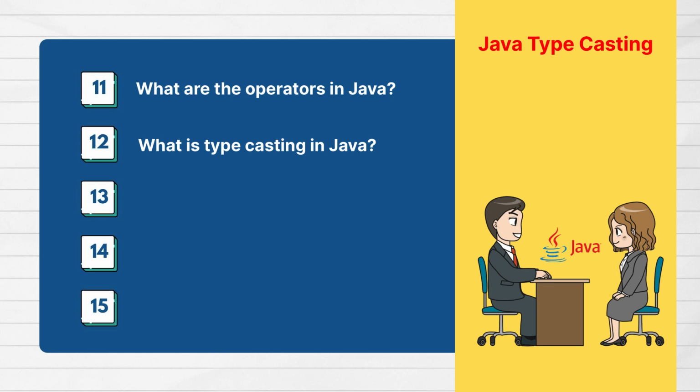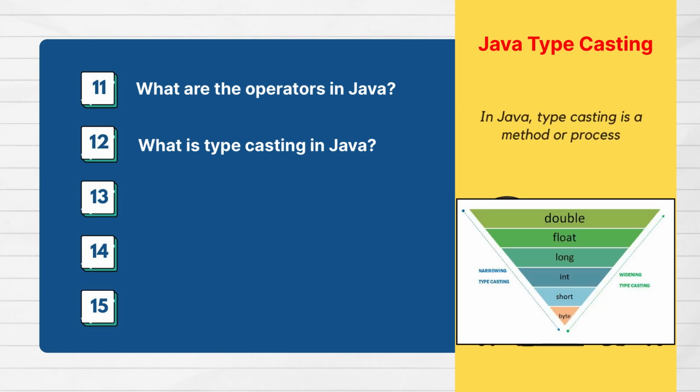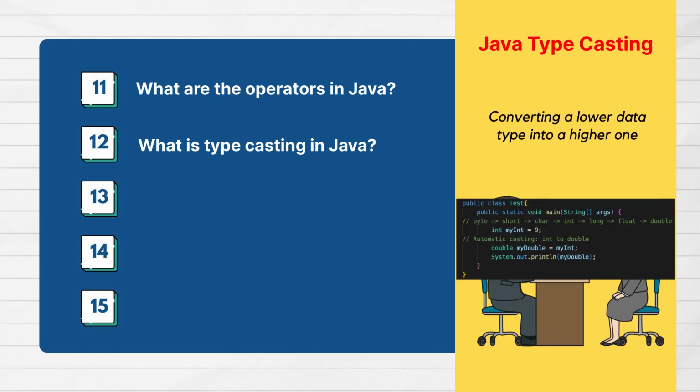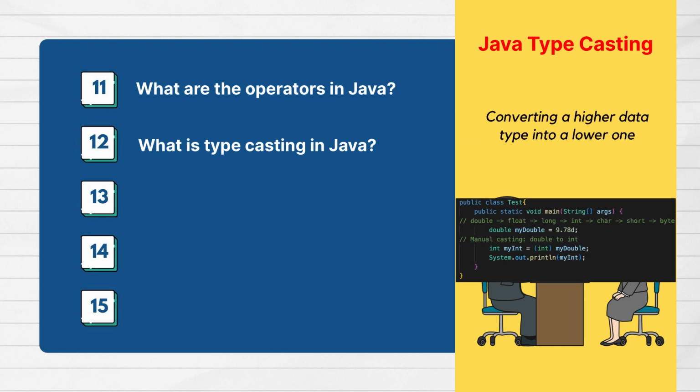What is typecasting in Java? In Java, typecasting is a method or process that converts a data type into another data type. There are two types of typecasting: widening typecasting and narrowing typecasting. Converting a lower data type into a higher one is called widening typecasting. It is also known as implicit conversion. Converting a higher data type into a lower one is called narrowing typecasting. It is also known as explicit conversion.